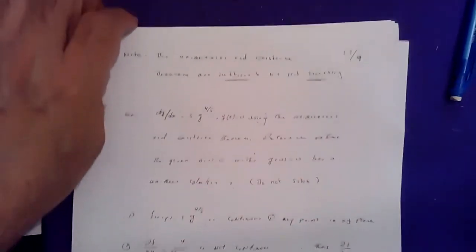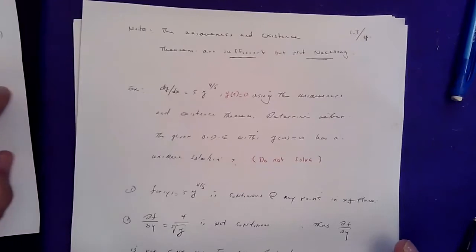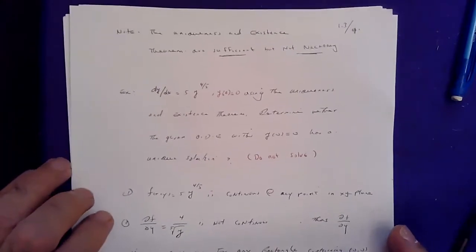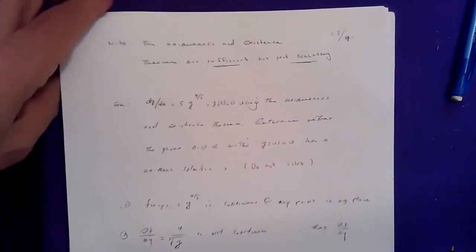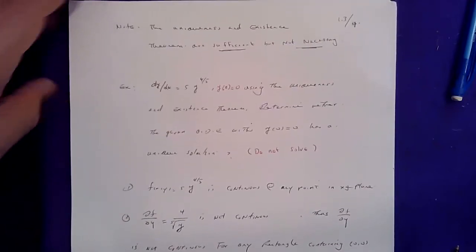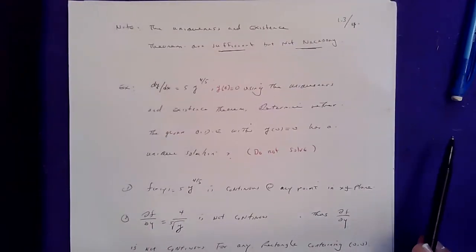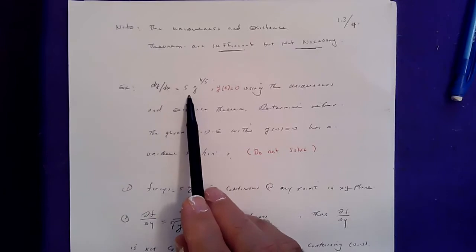What does that mean? They are sufficient but not necessary. That means even though sometimes the conditions may fail, that doesn't mean there is no unique solution. For instance, take a look at this example.